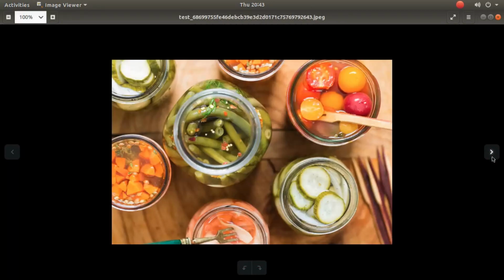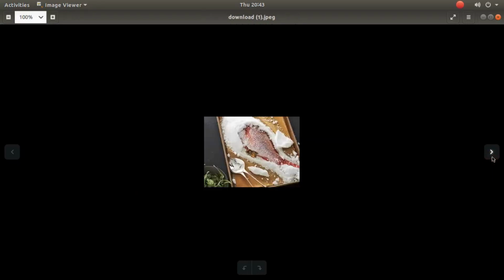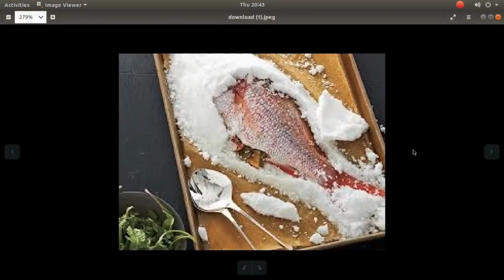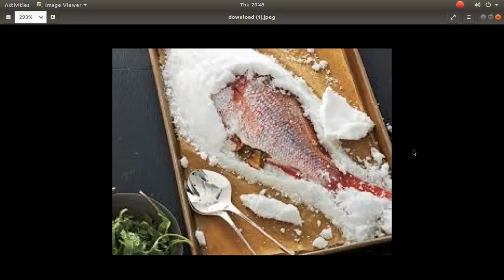The next method of food preservation is salting. In this method, salt is added to foods such as fish and meat. This helps to draw out moisture and keep the food fresh for a long time.